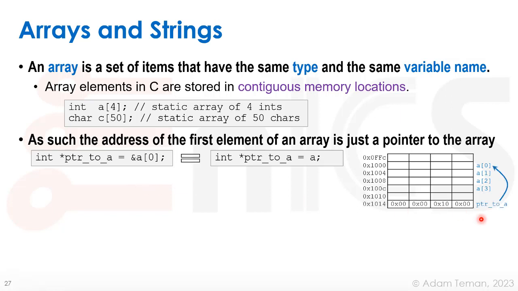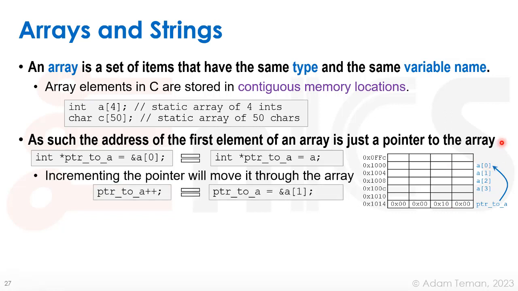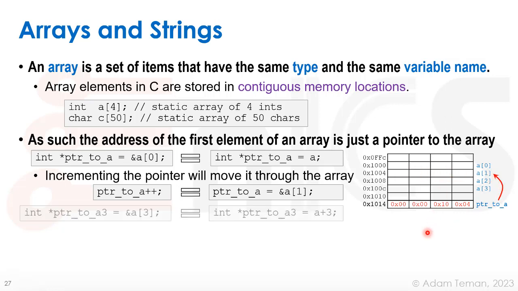So we've got the pointer to A, which is now pointing to that address. It's storing 1000 and it's pointing to A[0]. Now, by incrementing it, we can move the pointer through the array. So pointer to A++ is going to be the same as saying pointer to A equals pointer to A plus 1. What that's going to do is change this to 1004, and we're now going to be pointing at A[1] instead.